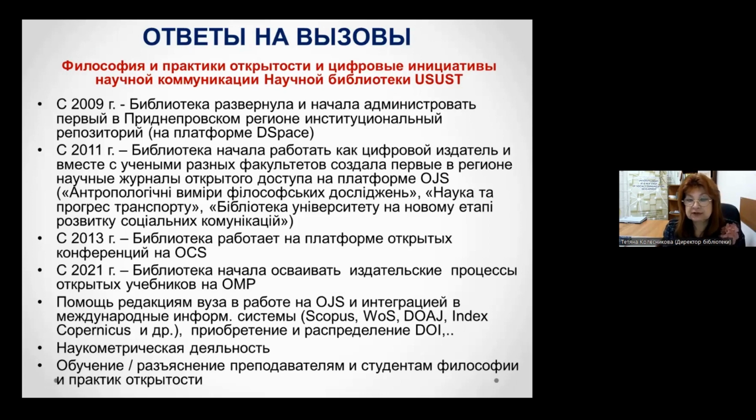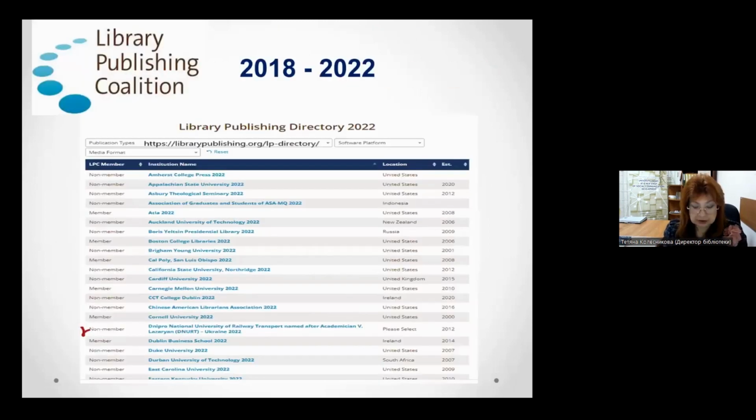С 2013 года мы работаем на платформе открытых конференций. С 2021 года мы развернули издательские процессы открытых учебников Open Textbook на Open Monograph Press. И мы оказываем, безусловно, другие услуги.